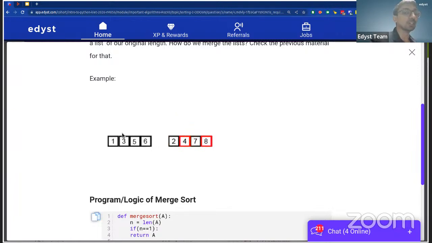And now you are going to merge both of these, saying 1 will come first, then 2, 3 from there, 4 from here, 5 and 6 from there, and then 7 and 8 from there.